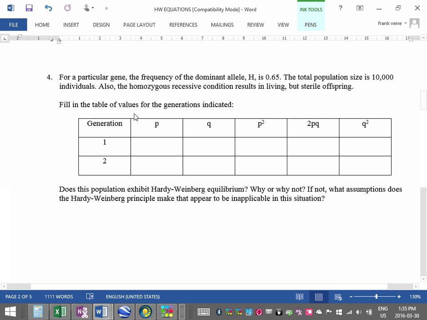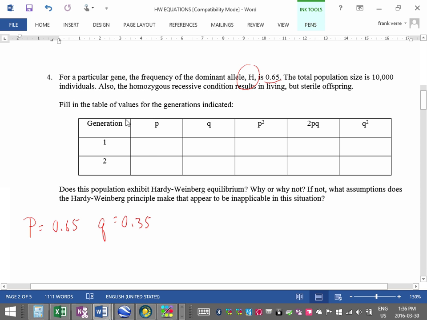So we have a dominant allele, H, which is 0.65, and we have 10,000 individuals. So here they're using H, but H would be the same as P, right? So P would be 0.65, because P is the dominant allele, and Q would be what? 0.35, because they have to add up to 1.